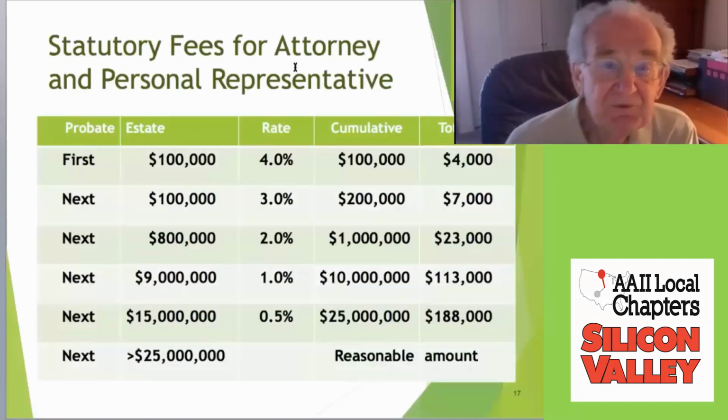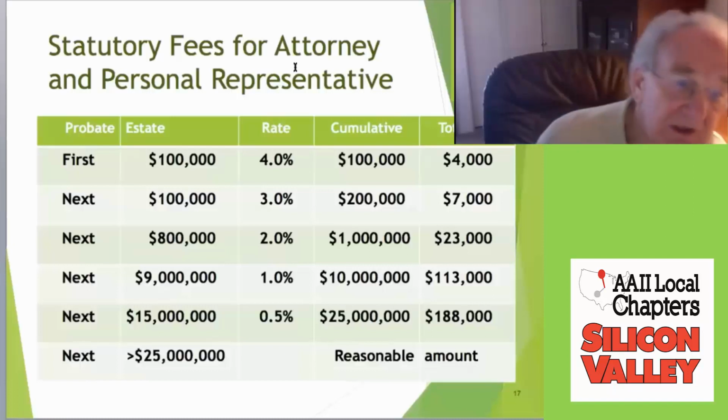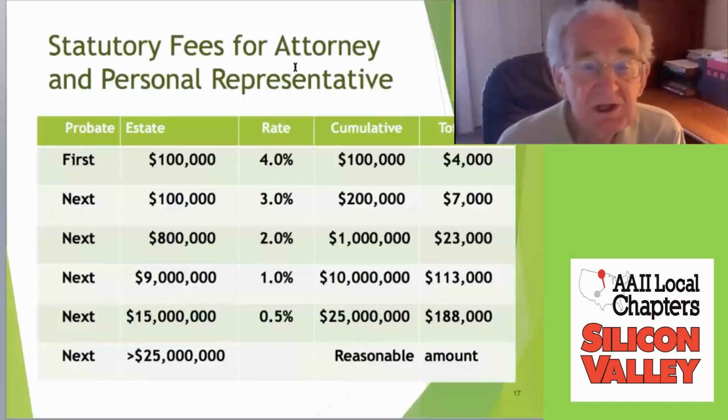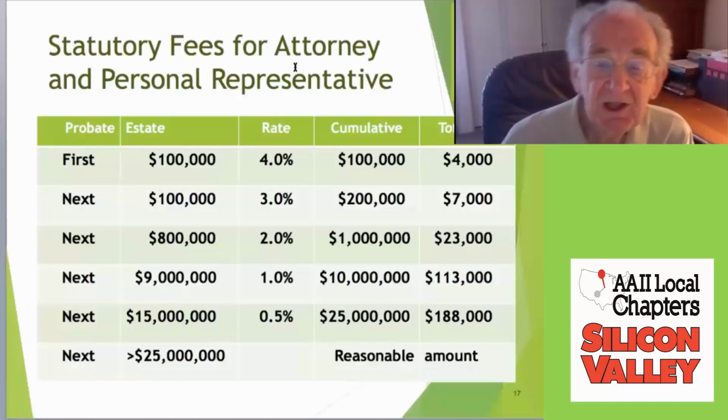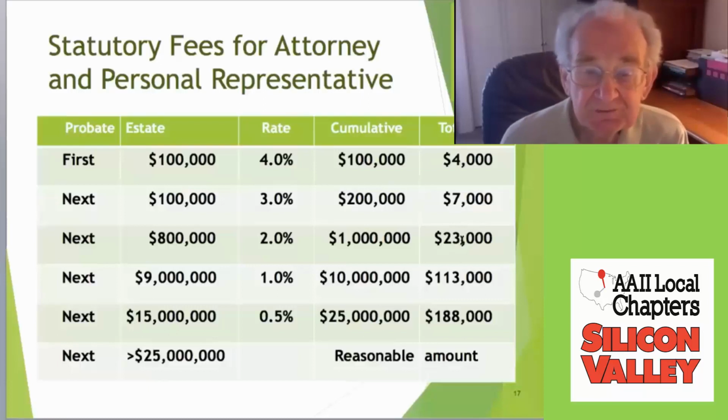The statutory fees for probate are pretty high. It starts off at 4% of the first $100,000, and then 3%, and then 2%. And if you look at it, for an estate that's maybe running $1 million, the probate works out to about $23,000.